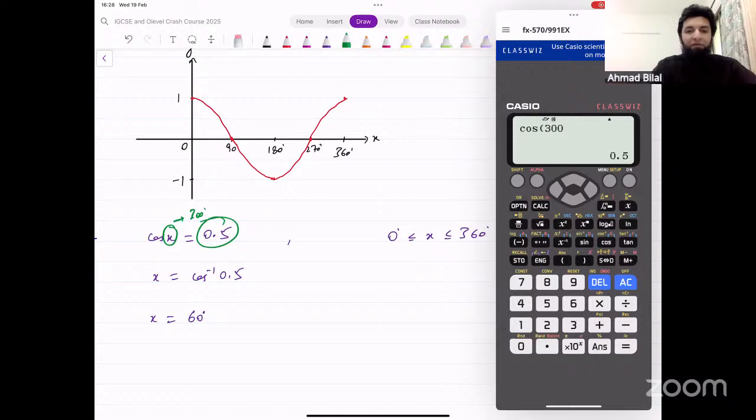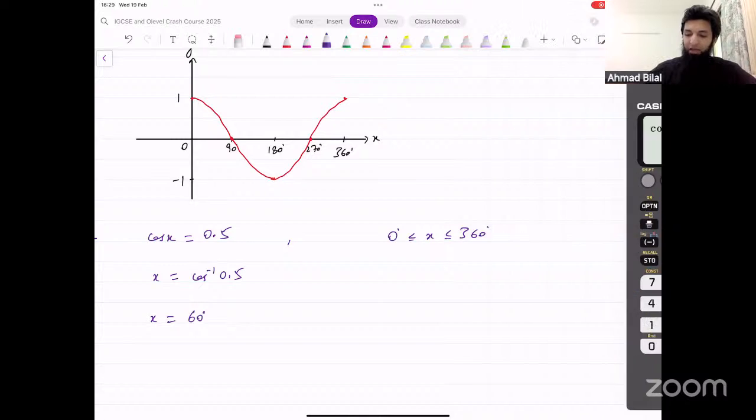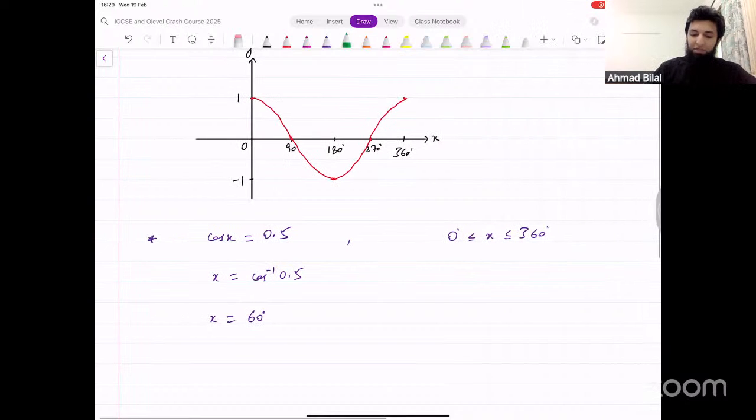Now, how do I find that other answer? Yes, one is x equals 60, which we just found from our calculator directly by doing cos inverse of 0.5. But what about this other value now? What about 300? How can we find that other value? Now, for this, we use this graph. Okay. Now, how exactly do we do it?